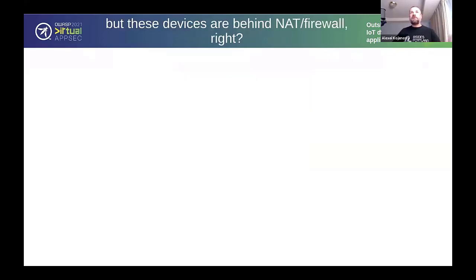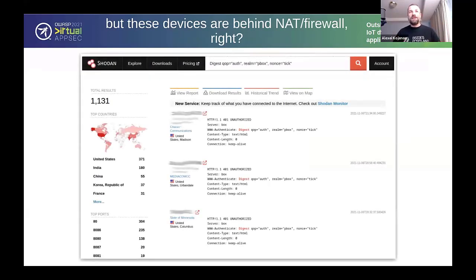But these devices are behind NAT and firewall, correct? Well, in my case, it was, but Shodan finds over 1,000 of these devices on the open internet. Well, this is not a huge number, but I think it's significant. And many of these devices can still be vulnerable.